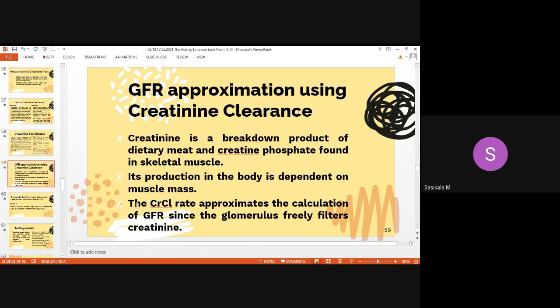The creatinine clearance, CrCl represents creatinine clearance rate, approximates the calculation of GFR, glomerular filtration rate, since the glomerulus freely filters creatinine.